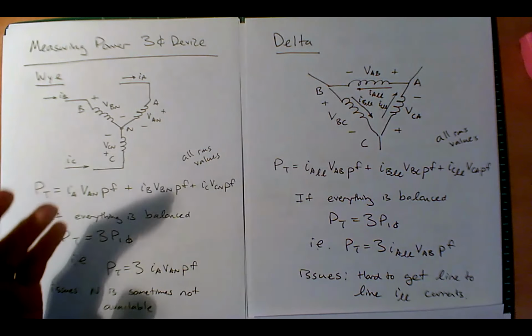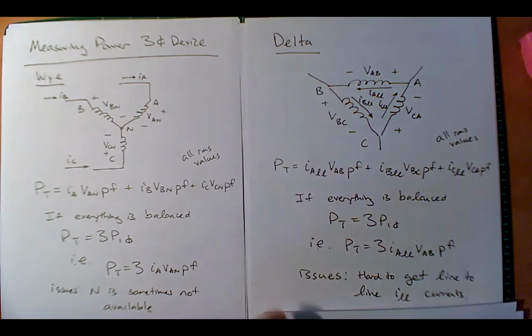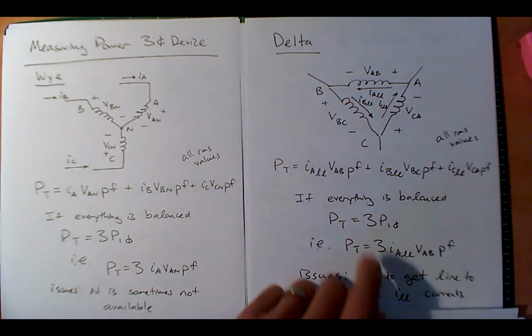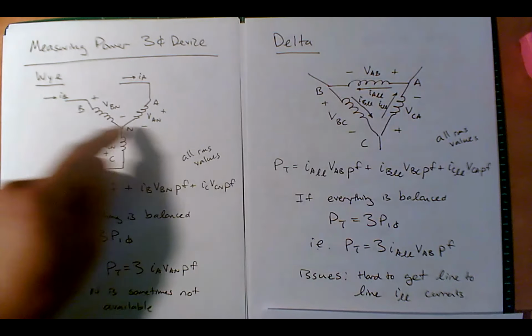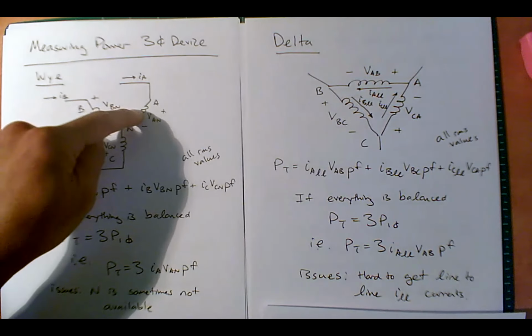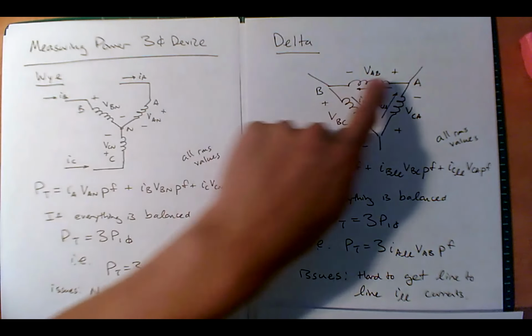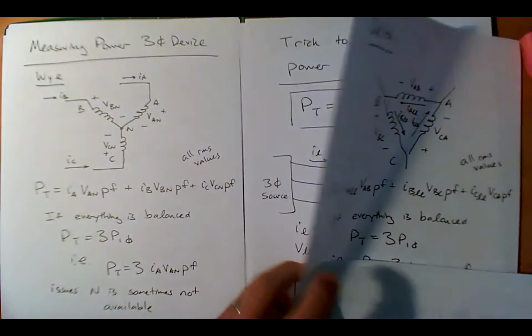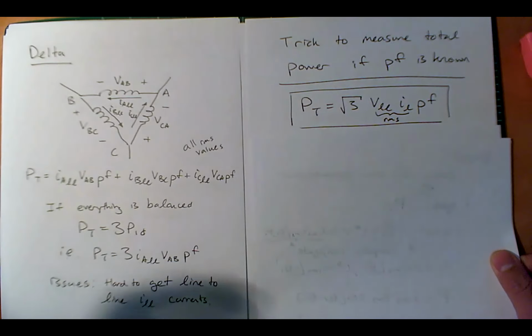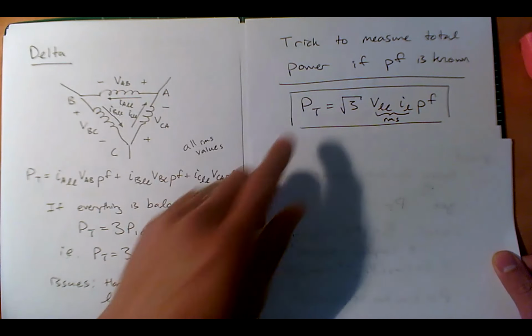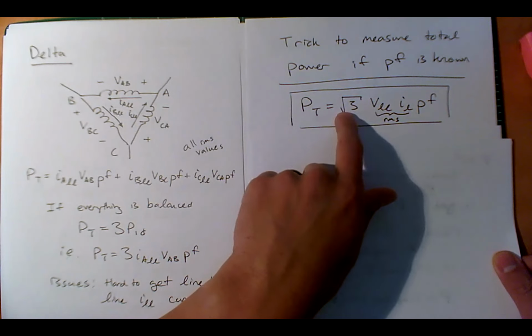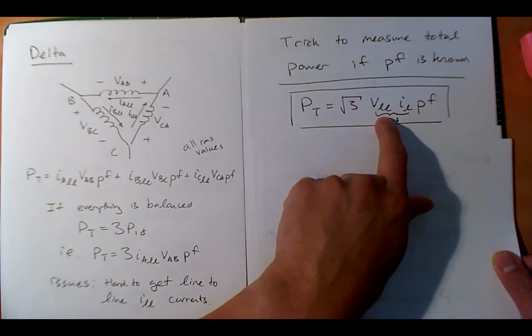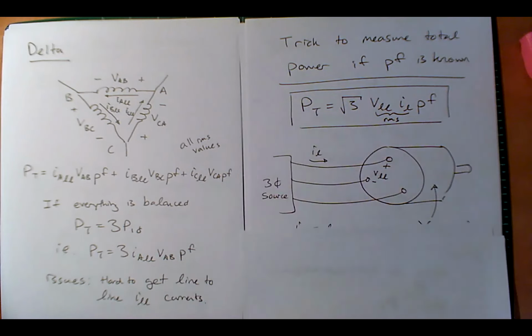So you can see that both of these are bulletproof methods, but you have some practical issues with trying to get either the line-to-line currents or the line-to-neutral voltages. So what's accessible? The line-to-line voltages and the line currents. Well, we have an equation for you. You can also estimate the total power by this equation: square root of 3 times the line-to-line voltage times the line current times its power factor.